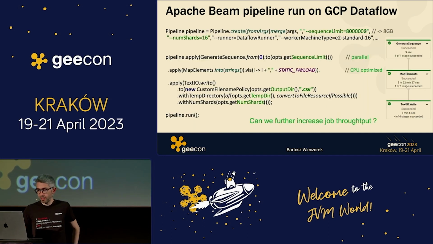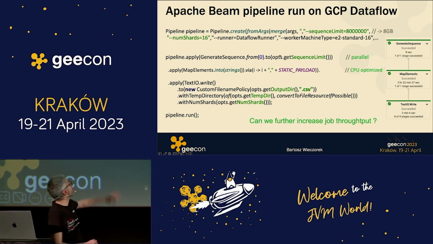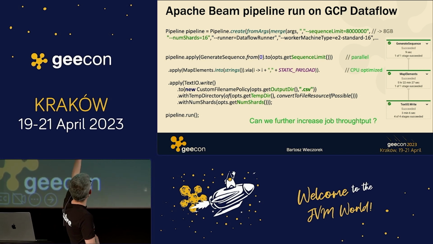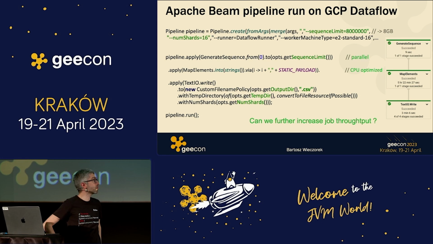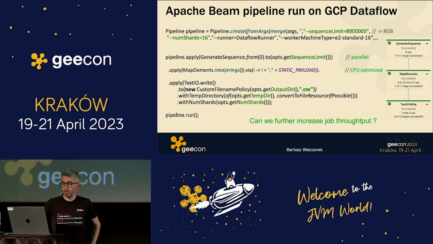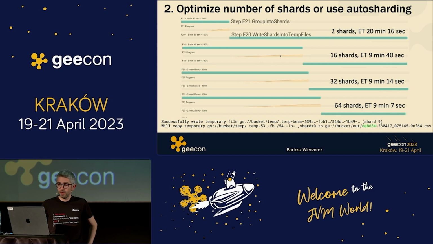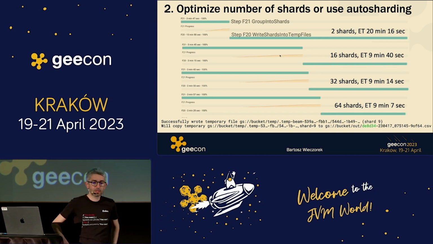If we get back to the pipeline, you can see here that I'm specifying the number of shards equals 16 in the pipeline execution. I'm running on the 16 cores E2 standard 16 machine, a single machine. And I'm now playing with how many shards we can use to optimize the pipeline. And these are the results of the optimization.